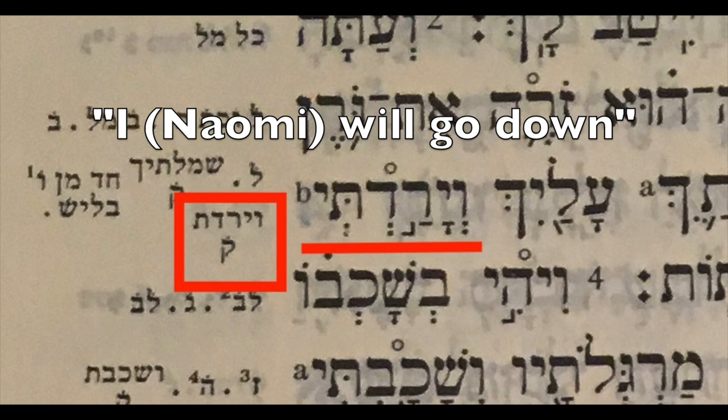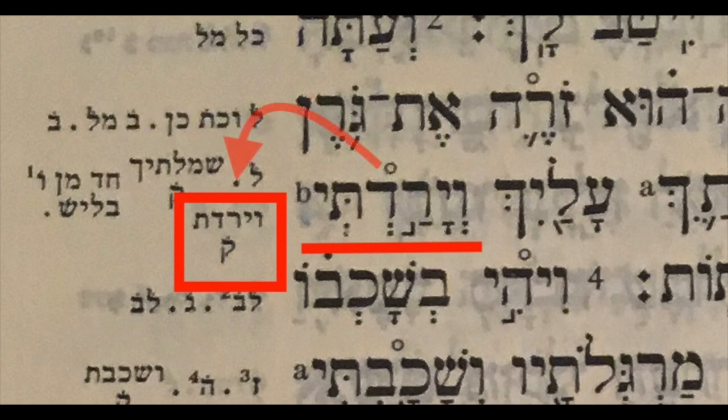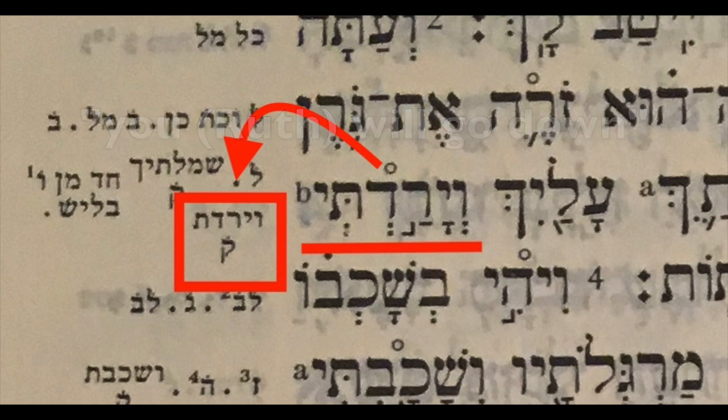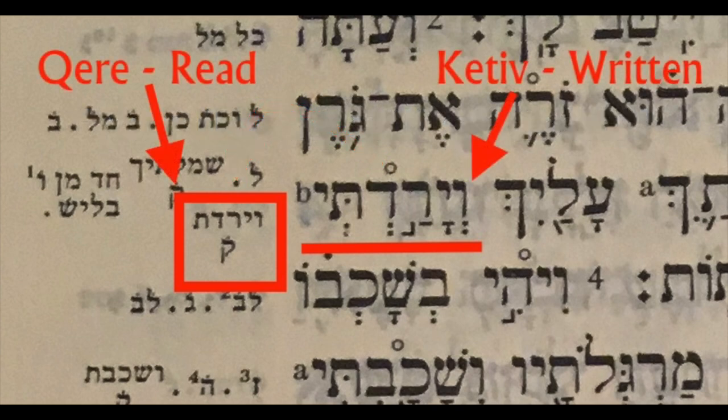Ruth should go down to Boaz and lie with him that night. So why does it say, "and I will go down"? The Masoretes have a note on the side that this should be read, Vi'yaradit, "you will go down," so that Ruth is the one who is going down and not Naomi. And what this basically means is that there's a difference between what is read and what is written.